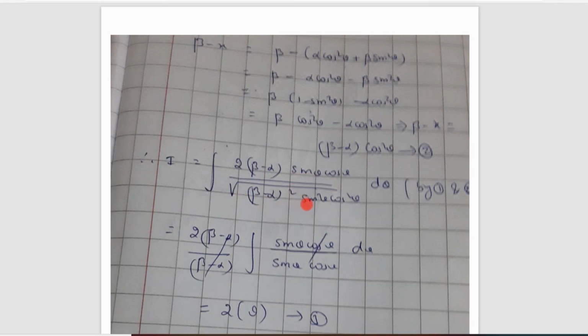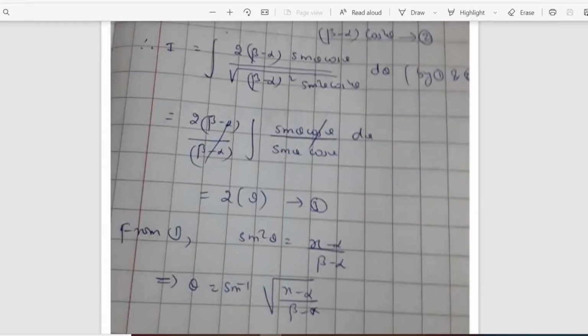Substitute everything in the given integral. Therefore, the integrand becomes 2 into beta minus alpha sin theta cos theta by square root of beta minus alpha the whole square into sin square theta cos square theta. This is the value of the product of x minus alpha and beta minus x. Now, what is square root of beta minus alpha the whole square? It is beta minus alpha. Cancelling these two. What is square root of sin square theta cos square theta? It is sin theta cos theta. So cancelling these two, we have only integral d theta. This integral d theta is theta.